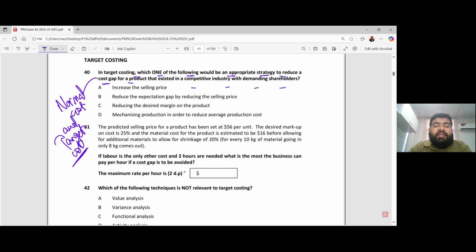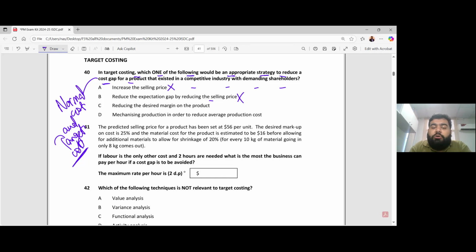Okay. So, increase the selling price? No. If you are increasing the selling price, that's not the right strategy, because the main issue in target costing was don't increase the selling price. Take the selling price according to the market. Okay, reduce the cost gap by reducing the selling price? No, in target costing, you are not increasing or decreasing the selling price. You are taking the proper selling price of the market and what you have to do is reduce your cost, not your selling price.